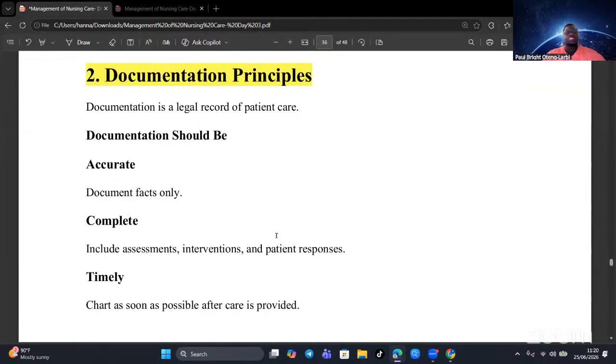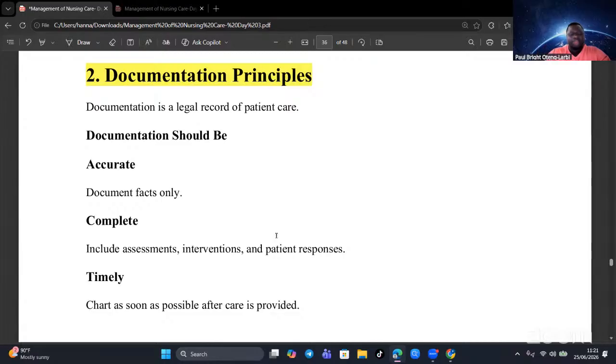Documentation principles. That's number 2. Documentation is a legal record of the patient's care. So when you are doing your documentation, what are the principles that guide it? What are the standards you should meet? The documentation you make should be accurate. Document facts.